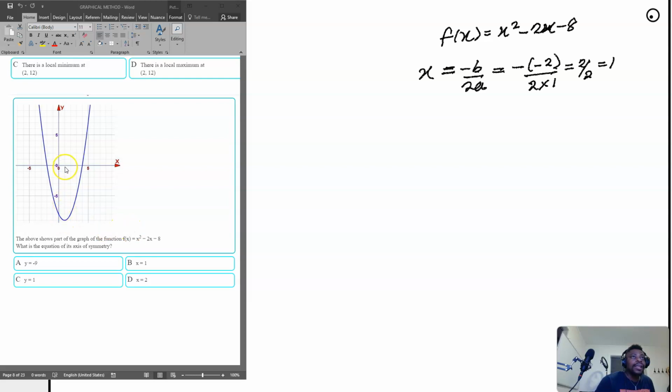Because if you look at here, this is 5, right? So this is 1, 2, 3, 4, 5. So at x equals to 1, if I trace it down, that is where you can see it will cut the curve into 2 equal parts. So of its axis of symmetry, that is x is equal to 1.